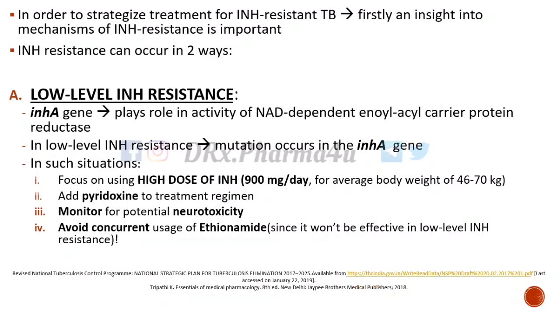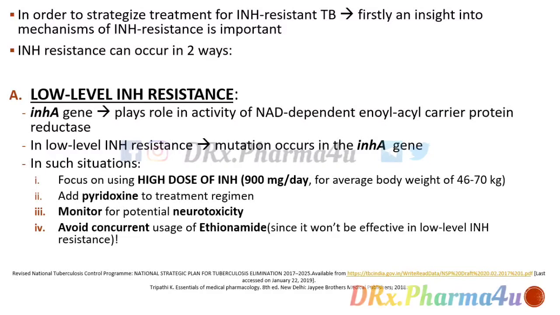In low level isoniazid resistance, there is a gene known as the INHA gene. It is a very important gene which helps in the mechanism of action of isoniazid properly. And you know very well that isoniazid is a prodrug, so it goes into the body and gets converted into an active metabolite. In low level isoniazid resistance, mutation occurs in the INHA gene. That is why that resistance is called low level isoniazid resistance.